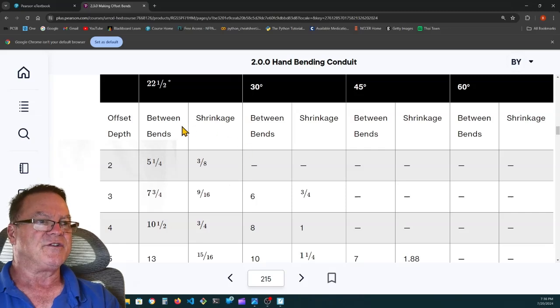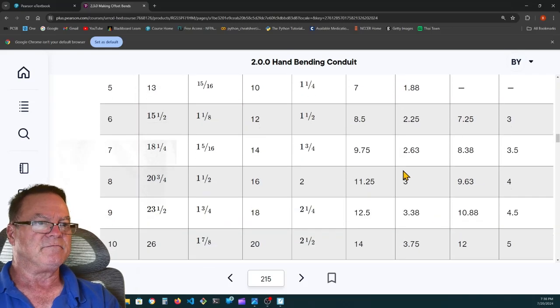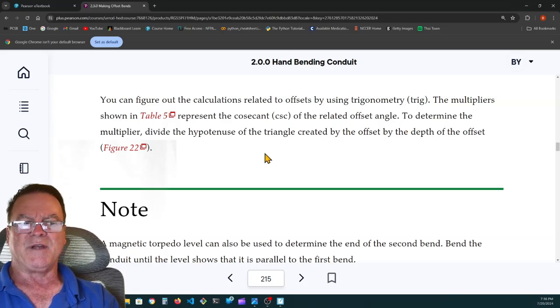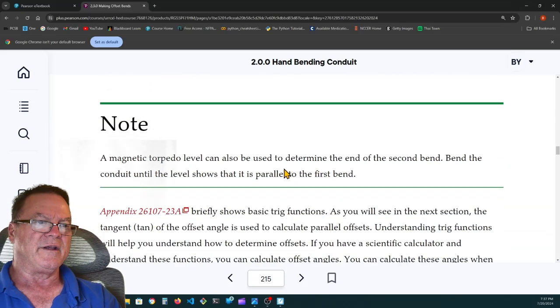And here's a chart that tells us the multipliers. Actually, they're just giving us the measurements. You can figure out the calculations related to the offset by using trigonometry. Multipliers shown in Table 5 represent the cosecant of the related offset angle. Cosecant is 1 over the sine. So that's why I was saying take the sine of theta and then just reciprocate it in your calculator.